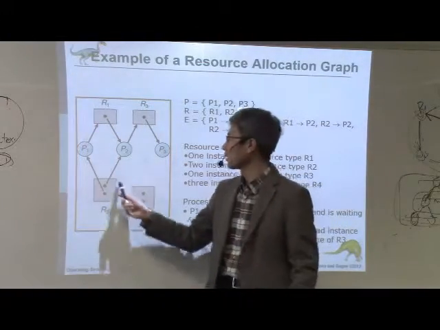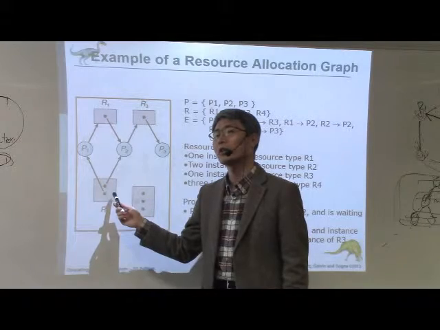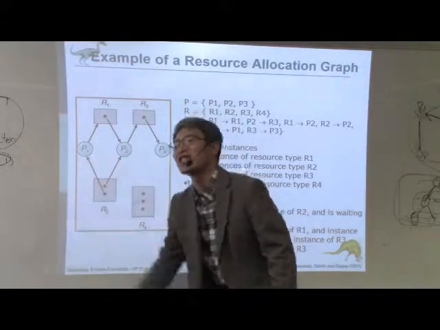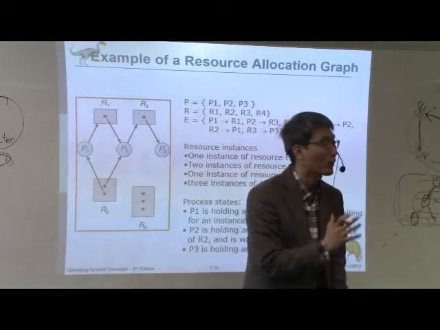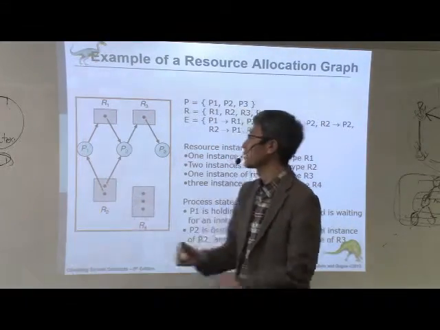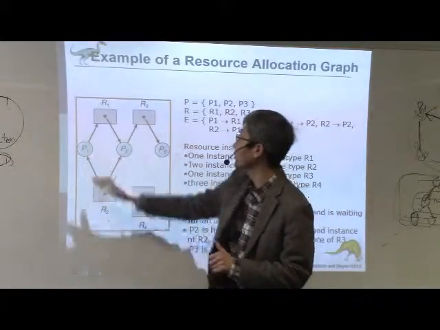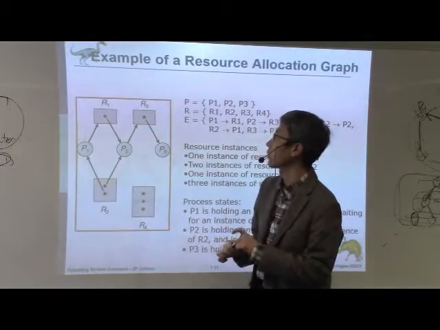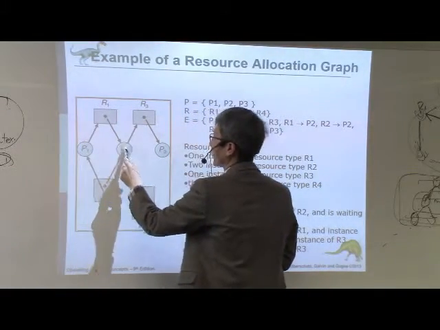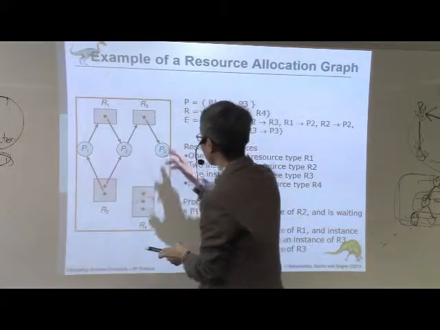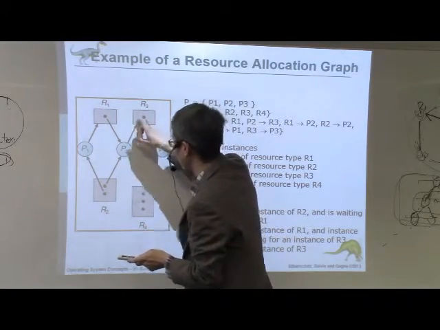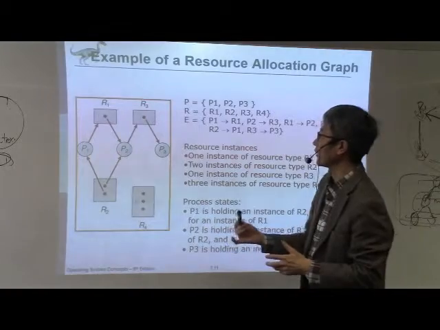Another instance of R2 is held by P2, currently used by P2. Then, does it satisfy mutual exclusion? Yes, it's for each instance. When we are talking about mutual exclusion, it's for each instance, so mutual exclusion is okay. Then there is hold and wait. This one is not held, but this is held by this, and it's requested by this one. So it's a hold and wait.